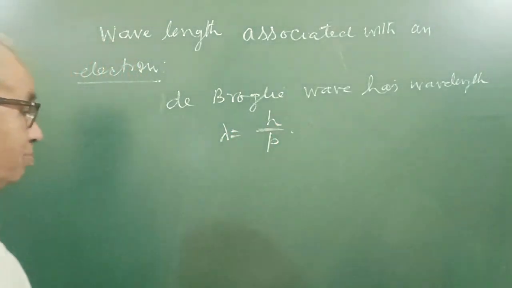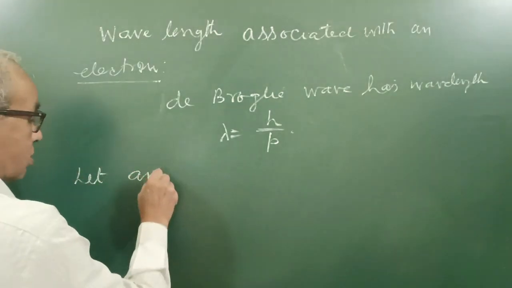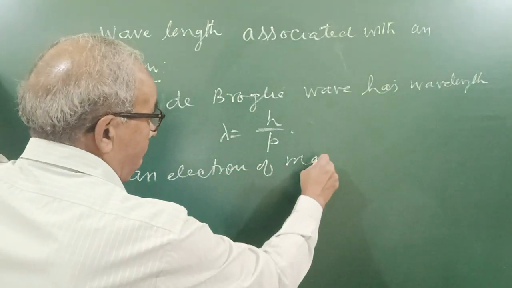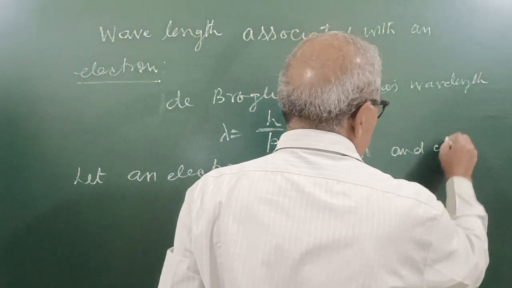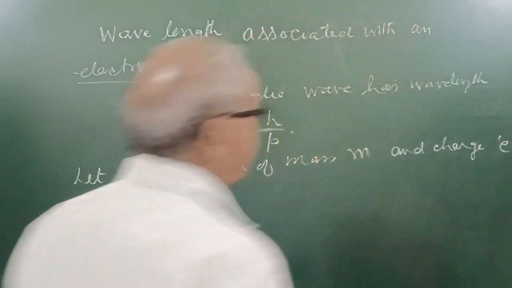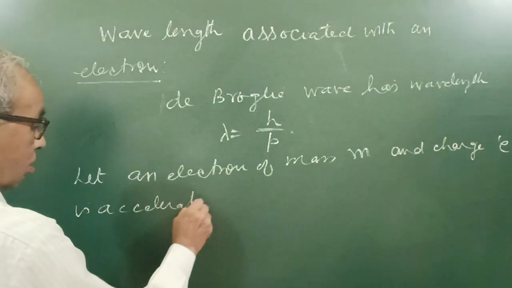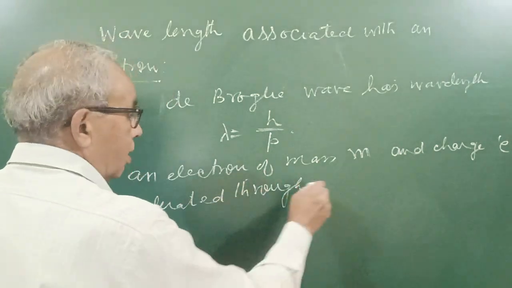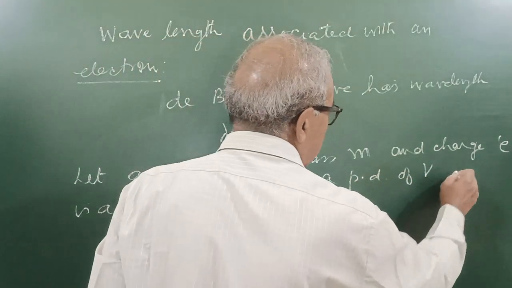P is the momentum. Now let an electron of mass m and charge e, magnitude of charge only, be accelerated through a potential difference of V volt.